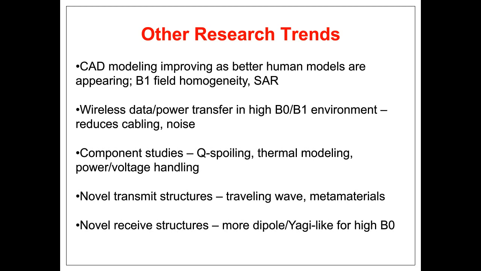I talked about it before. There's ways being looked at on the receive side to try to get that signal out and minimize cabling. I talked a little bit about component studies, such as for PIN diodes. There's a lot of work being done on there. And novel transmit structures. I talked about the traveling wave type. There's people using metamaterials for various TEM-like structures. And actually on the receive and transmit side, you're seeing dipole-like or Yagi-like antennas rather than the traditional coils.